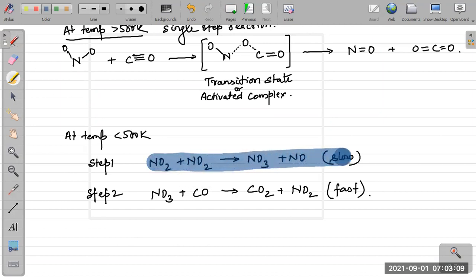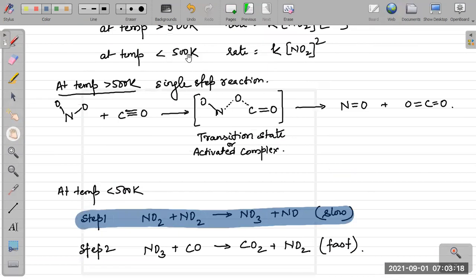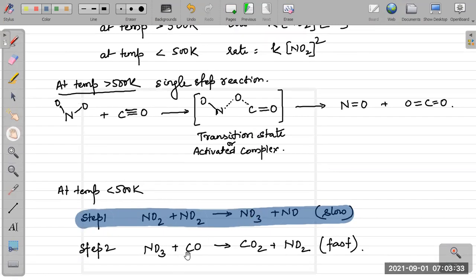Because of this being a slow step, the rate law happens to be as stated, second order with respect to NO2. It produces NO3 as an intermediate, which then reacts with carbon monoxide to produce carbon dioxide and NO2. That is going to be fast.